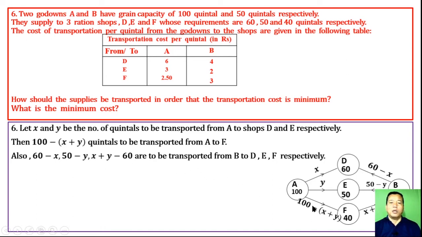Also, F needs 40 quintals, and 100 minus x plus y come from A, so the remainder, x plus y minus 60, is to be transported from B to F. These are to be transported from B to D, E, F respectively.